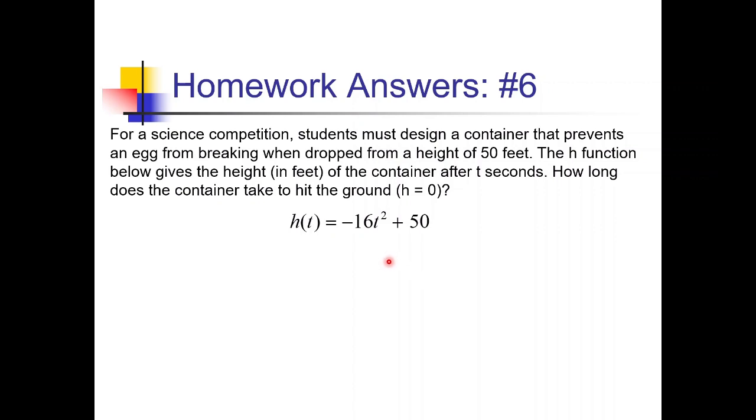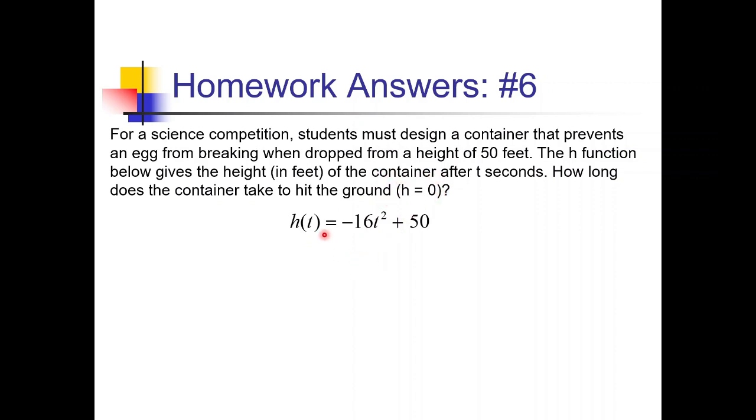For this problem, we have an application of solving by square rooting. So for a science competition, we have students designing a container that prevents an egg from breaking when it's dropped from a height of 50 feet. That sounds pretty impressive. The h function here below gives the height of the container after t seconds. So we want to know how long does the container take to hit the ground. In other words, at what t value does h have a value of 0?